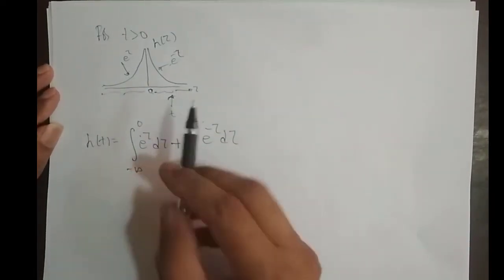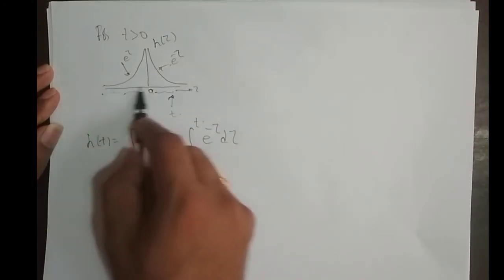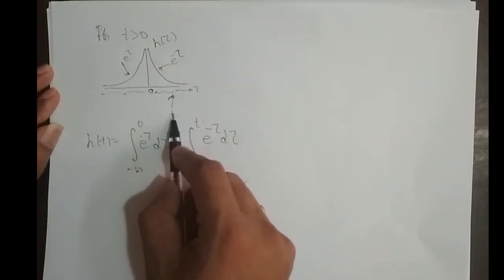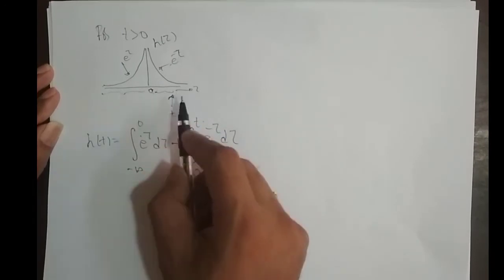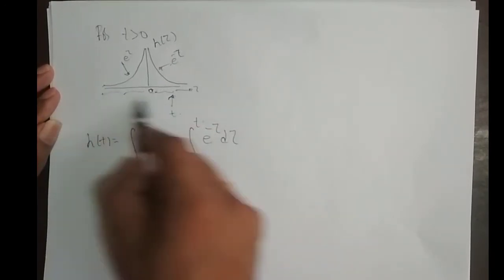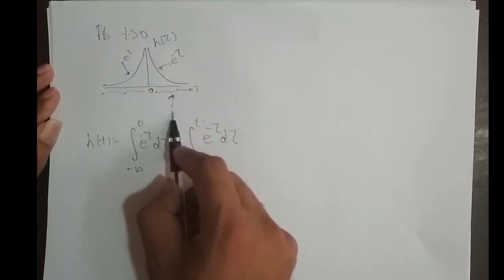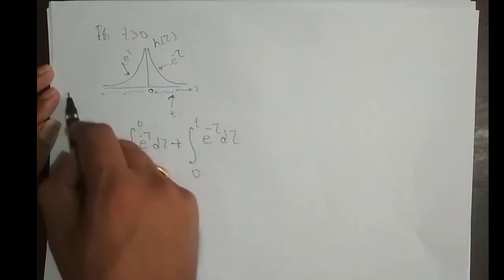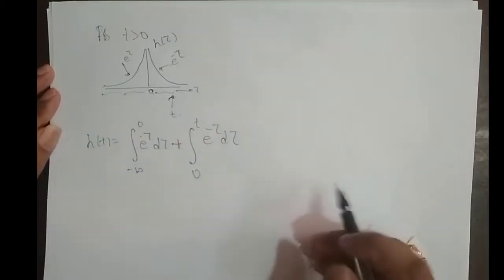Fine. So for t greater than 0, I have to consider this plus wherever I keep this t value starting from 0. Why am I doing this? Because it's a running integral. Wherever this t is, I have to integrate from minus infinity till the value of t. Okay.